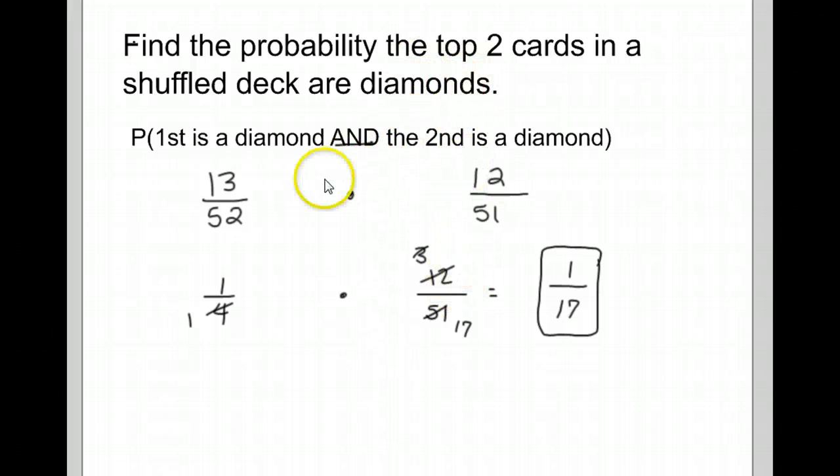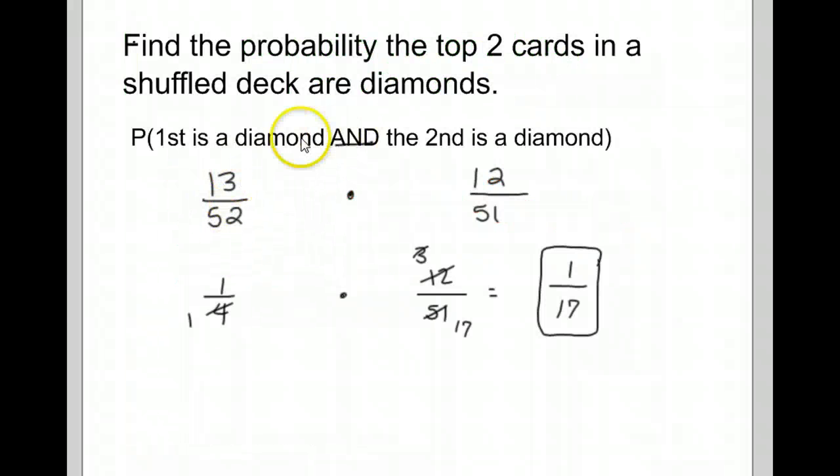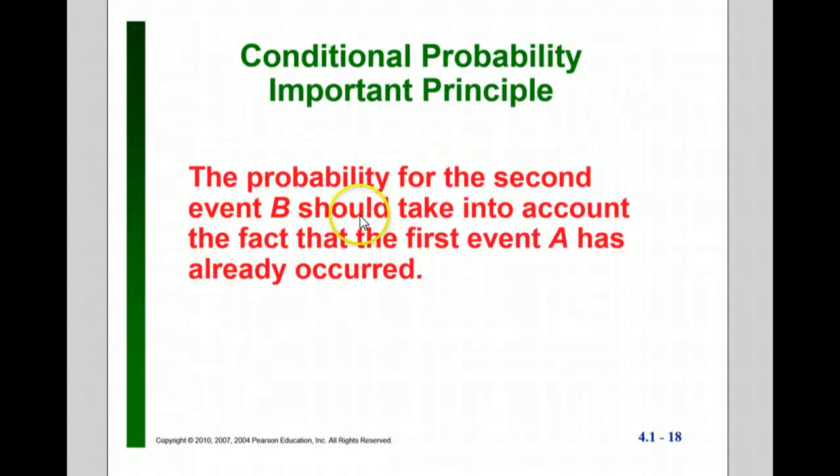Now, of course, that would relate to both hearts, both spades, both clubs, but there's a 1 in 17 chance that the top 2 cards are from the same suit. Alright, so just to reiterate, when we have that conditional probability, condition meaning, like in the last example, that the first card was already a diamond, we have to adjust for that second event. This event has already occurred. We subtracted 1 off the denominator, we subtracted 1 from the numerator, and that gave us our new probability for the second event B there.